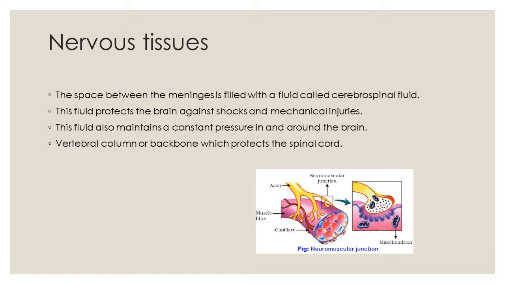What is nervous tissue? The space between the meninges, the membrane, is filled with a fluid called cerebrospinal fluid. It works as an insulator and protects the brain from shocks and mechanical injuries. The fluid also maintains a constant pressure in and around the brain. The vertebral column or the backbone protects the spinal cord. Now over here is the neuromuscular junction, where the muscles are attached to the nerves, and the nerves help the muscles in contraction and relaxation, for movement and also for voluntary functions.